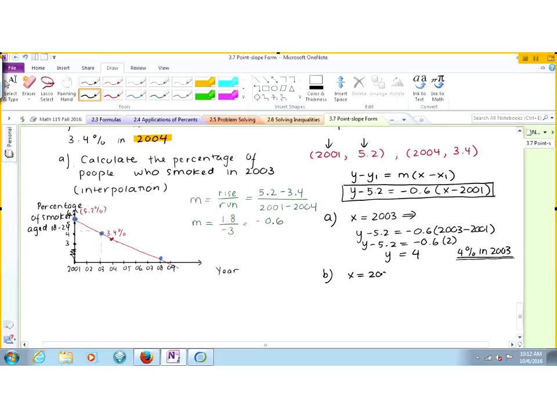Can I do the last one? B. What am I going to do with B? X is equal to 2008. So, Y minus 5.2 is equal to negative 0.6 times 2008 minus 2001. So Y minus 5.2 is equal to negative 0.6 times, what is this? 7? Yes. So Y minus 5.2 is equal to negative 4.2. So what is Y? You add 5.2 to both sides, so Y is equal to 1, right? So how many percent do you expect to smoke in 2008? 1%. Yeah. So hopefully it's better.